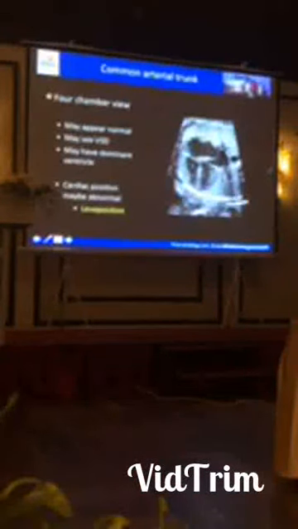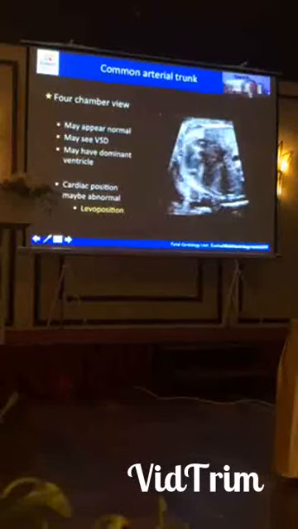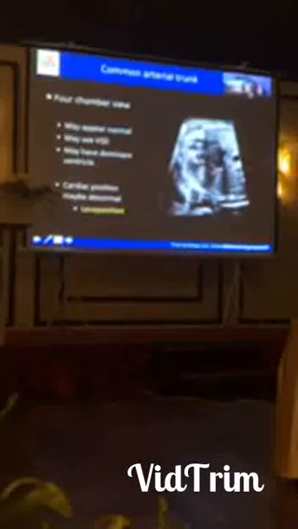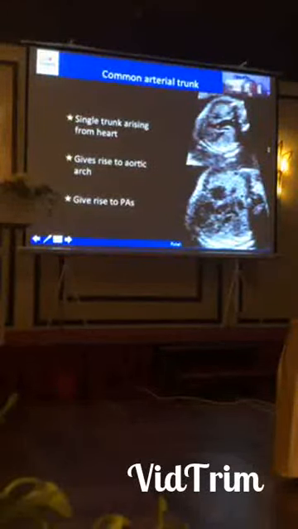So the heart might appear normal, you might see the VSD, you might have a dominant ventricle. The cardiac position, again, could be abnormal, so laevo position is very common in all conotruncal abnormalities. So here is an example from a baby that had a trunk, and you can see that's the 4-chamber view, and we're coming up and we're seeing a large great artery and a large arterial valve here. So we'll have a single trunk that gives rise to the aortic arch and the pulmonary artery.